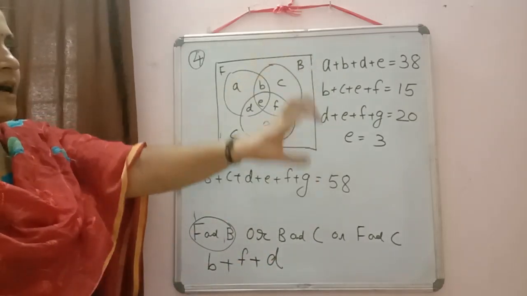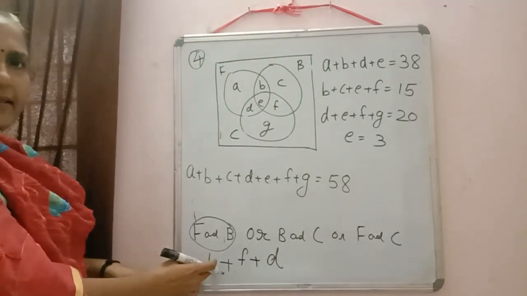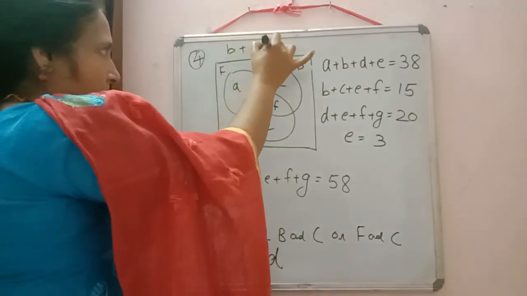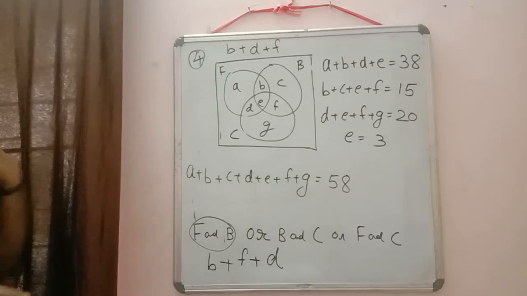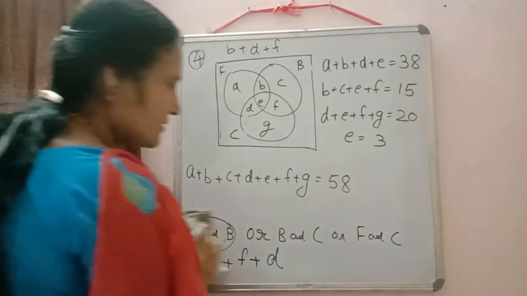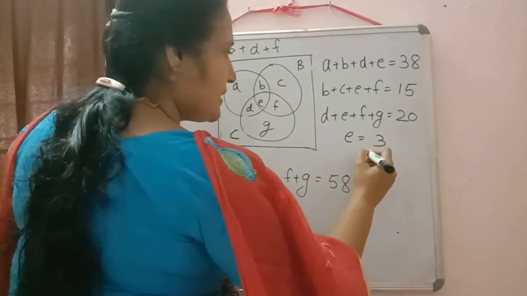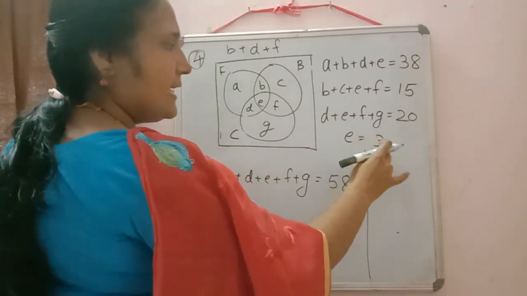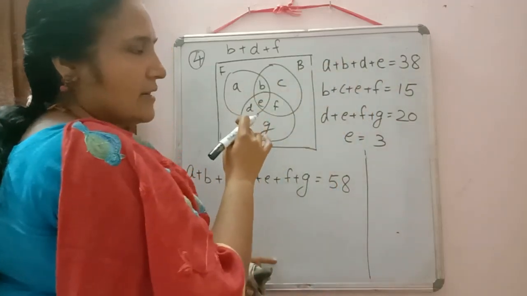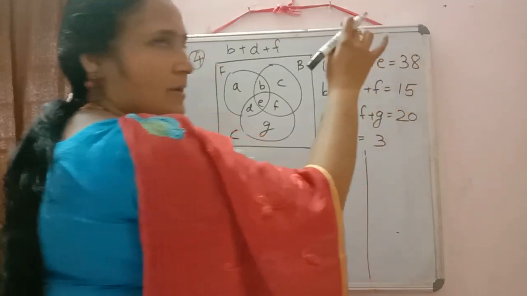So this information is not enough to find the value of all the alphabets. We will calculate only what we require. So remember, we want the value of B plus D plus F. From the given information we can check how we can find the value. I am rubbing this out here. What will the first equation be? Already E is equal to 3 is given, so I am going to substitute the value of E here. Then what will come? A plus B plus D plus E is equal to 38.